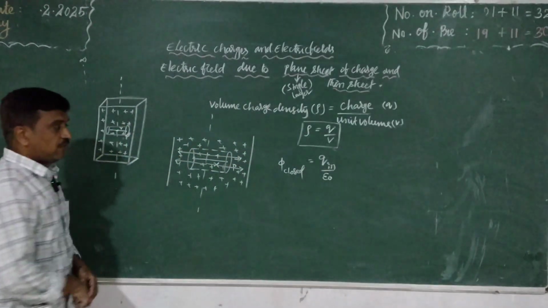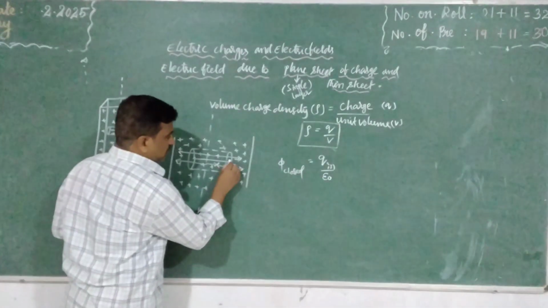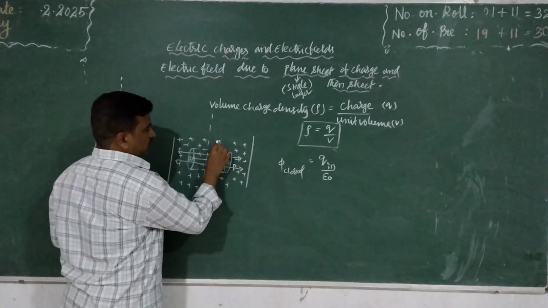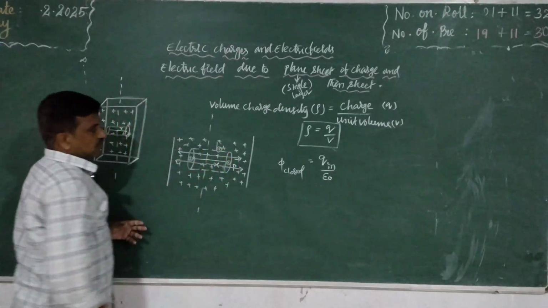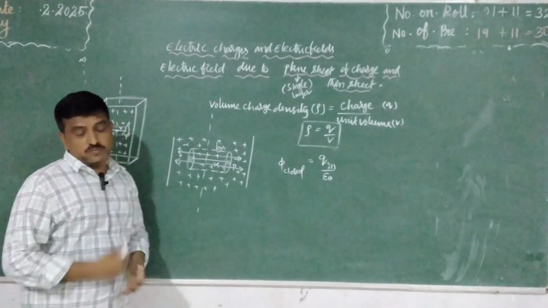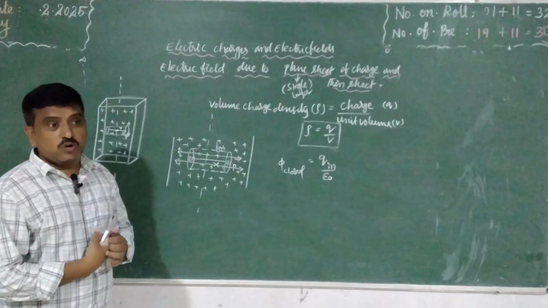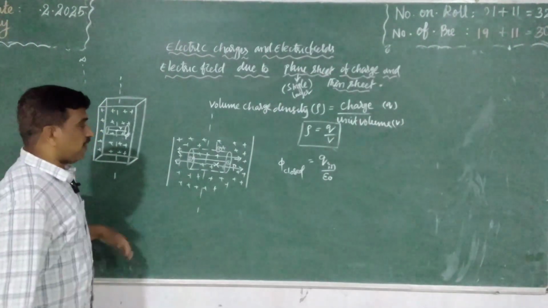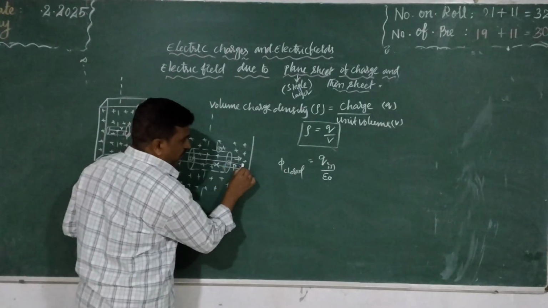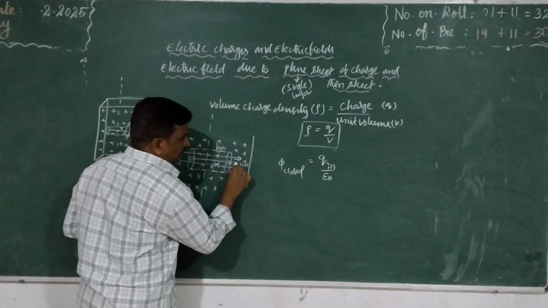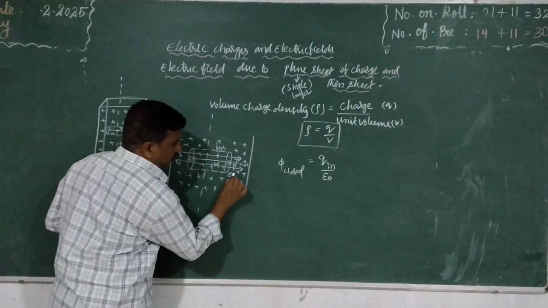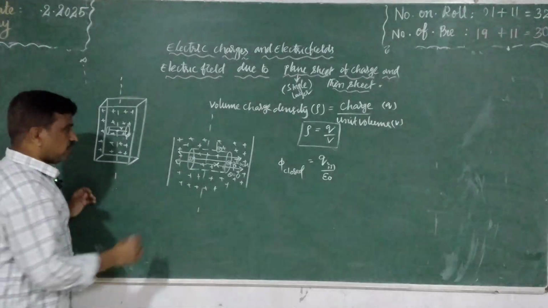Here, flux through the closed surface means we have three surfaces: this is the first surface, this is the second surface, and this is the third, curved surface. We want to find the flux passing through these three surfaces. For that, we select a small part. The area vector and the electric field are in the same direction, so the angle theta equals 0.